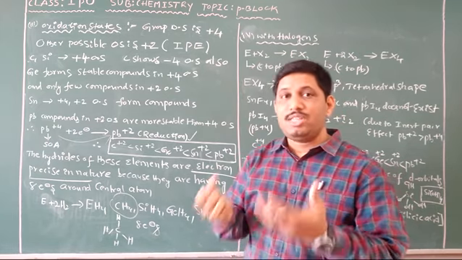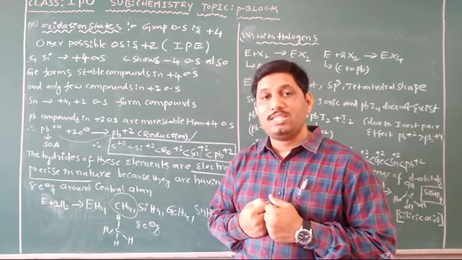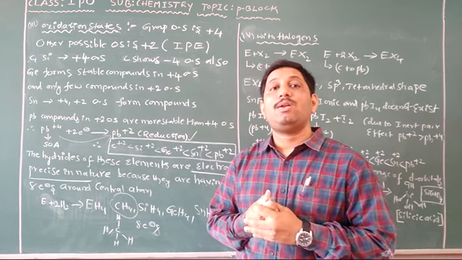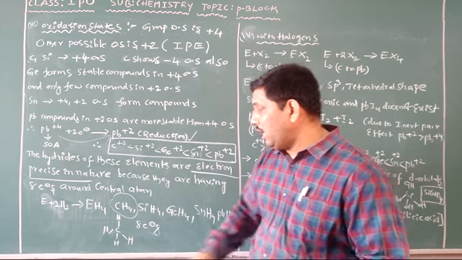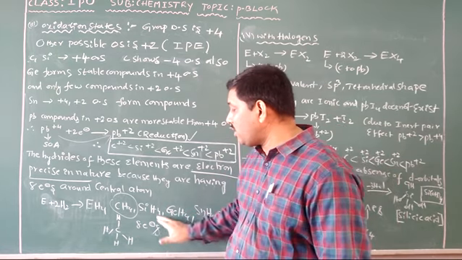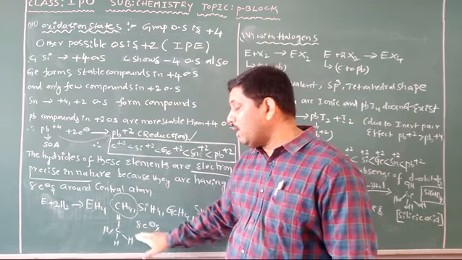Electron deficient means they require electrons. Electron rich means they can donate electrons. Electron precise means they are neither electron deficient nor electron rich. Around carbon, exactly 8 electrons are present.